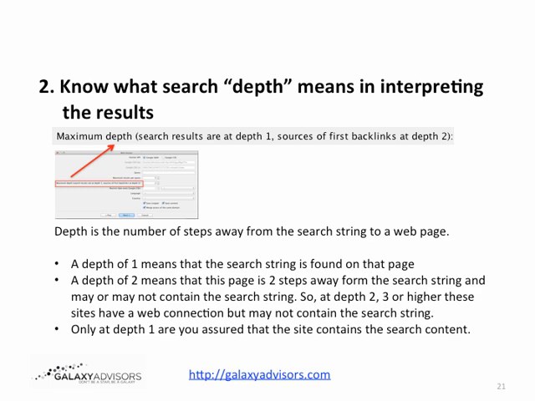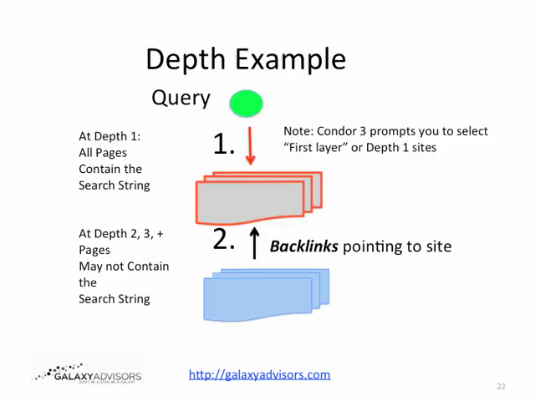So only at depth 1 are you assured that the site contains the search content. For example, I have that query Internet of Things. I know at the first step away, those pages contain Internet of Things on that page. And then at depth 2, it's really the backlinks, those pointing back to that site. The first layer, the first depth of 1, are connected to it, but again, may or may not contain the search string.